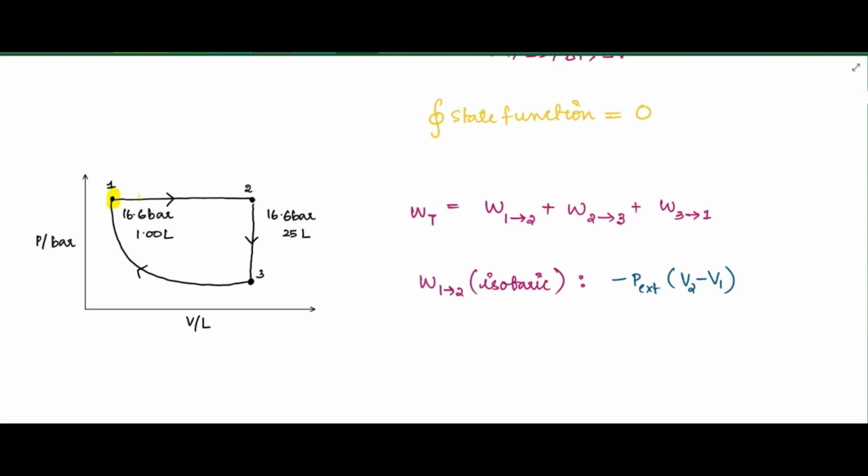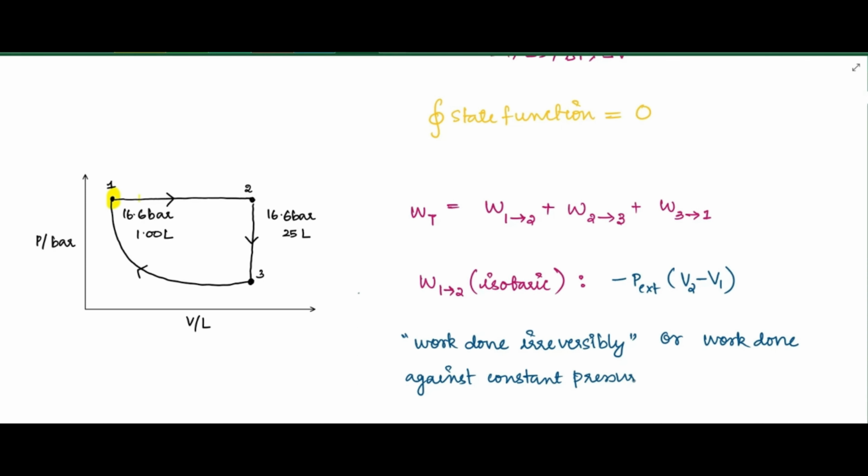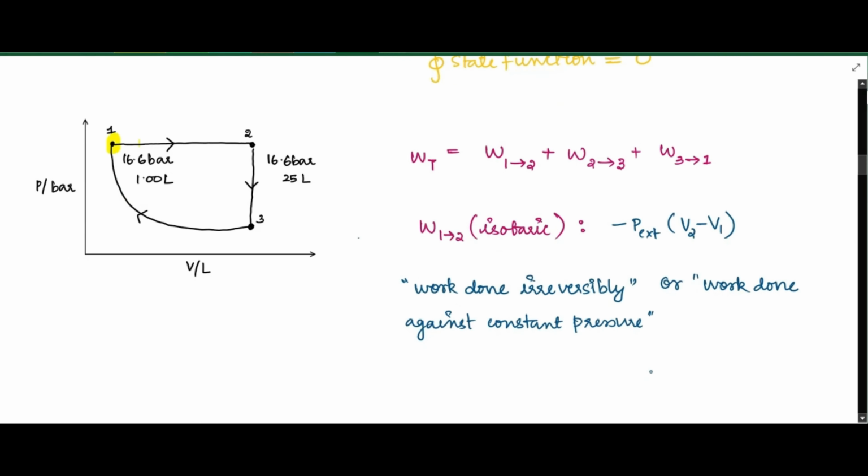If in the question it says work done irreversibly, or work done against constant pressure, it means the equation that you have to consider is this one: minus P external delta V. That is the equation that we'll be taking.